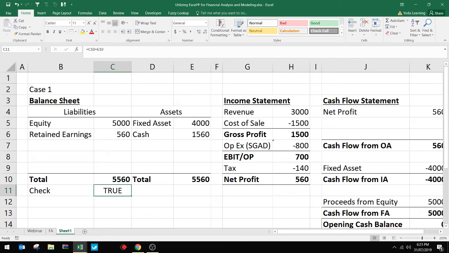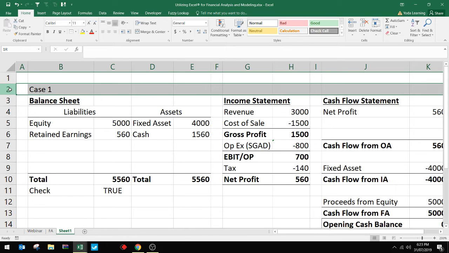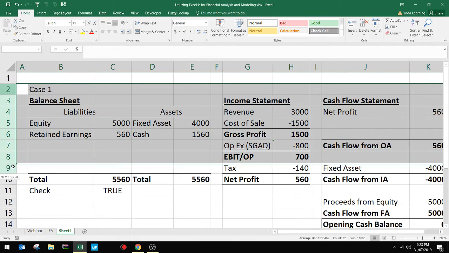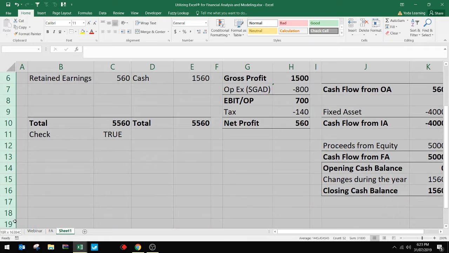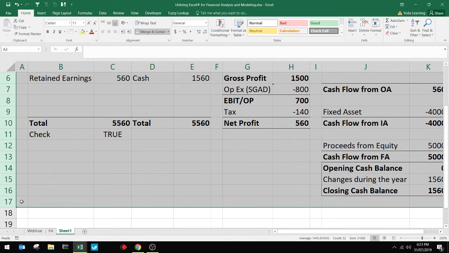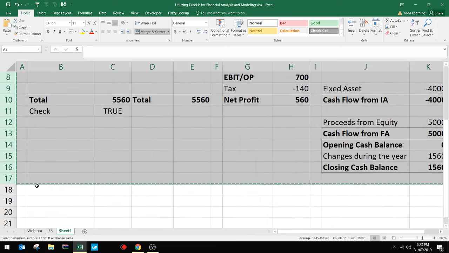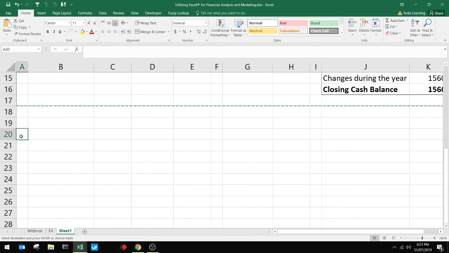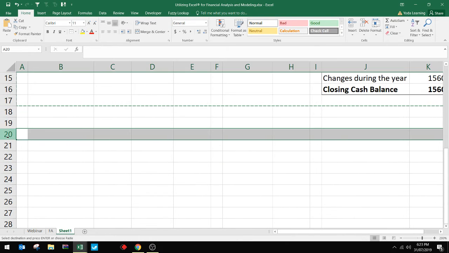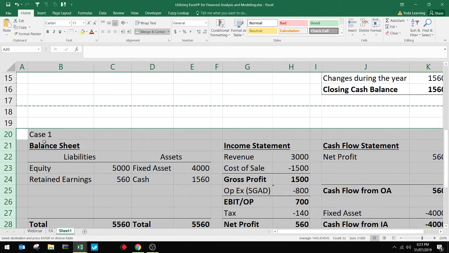Now what I would request you to do is click on row 2. Remember that you're not supposed to click on a cell, you're supposed to click on the number, and the indication is that the cursor will transform into a row. Hold your selection and select it all the way down till row 17. Now that this is done, press Ctrl C, come all the way down, click on row 20 and press Ctrl V.